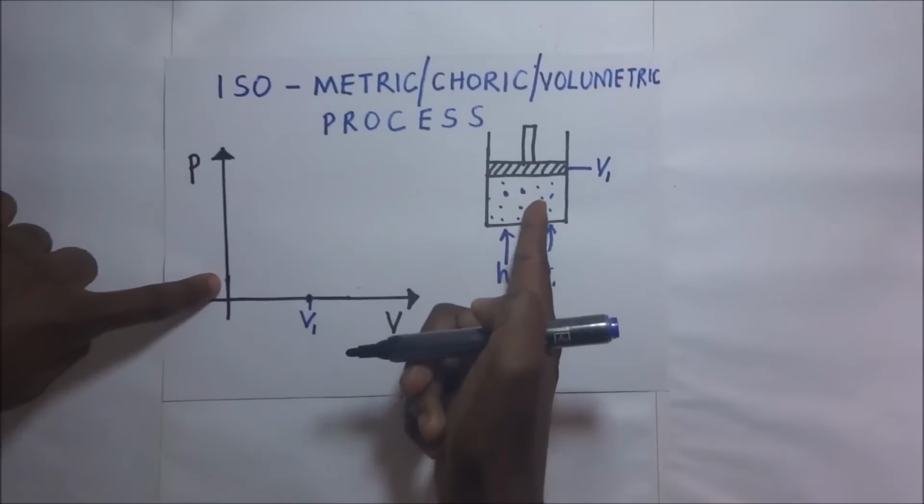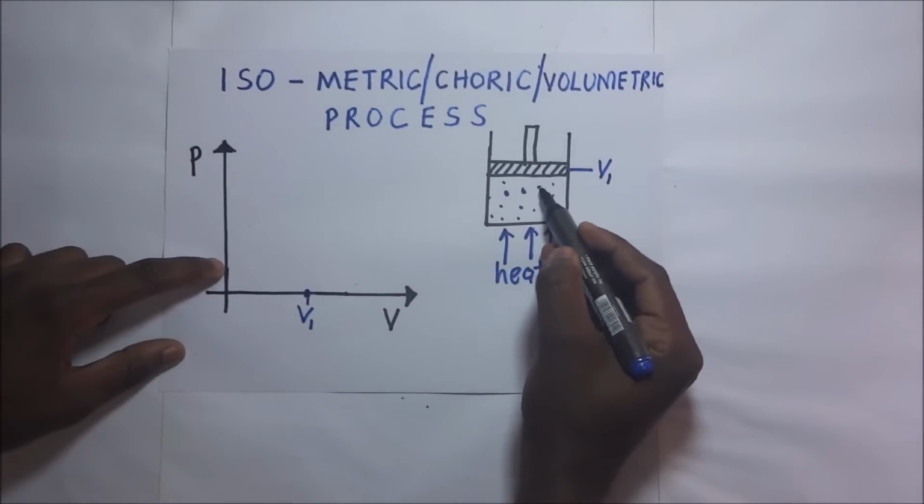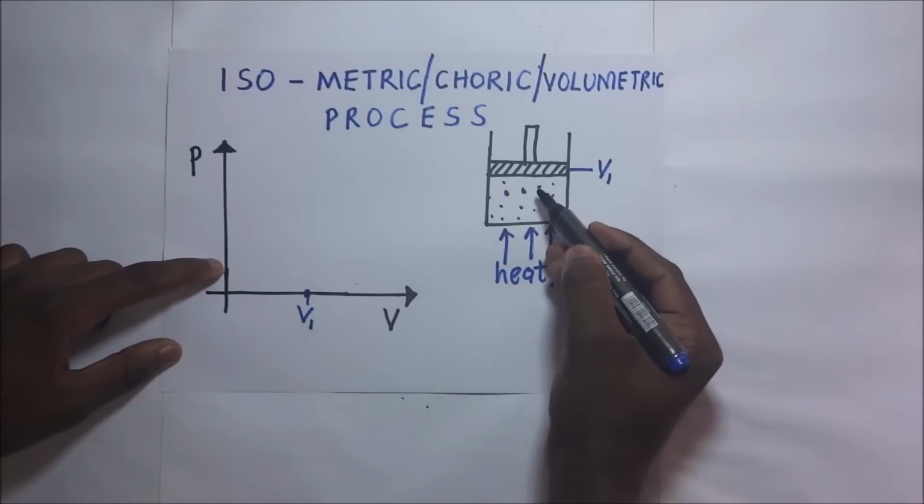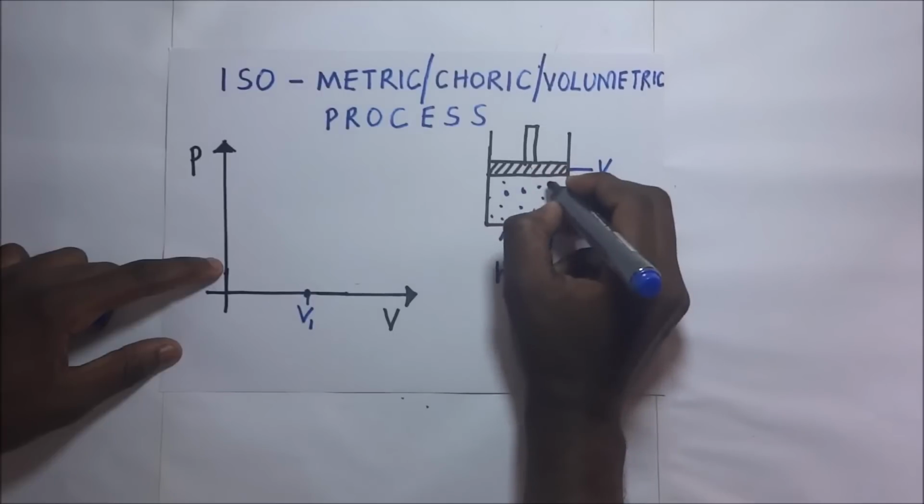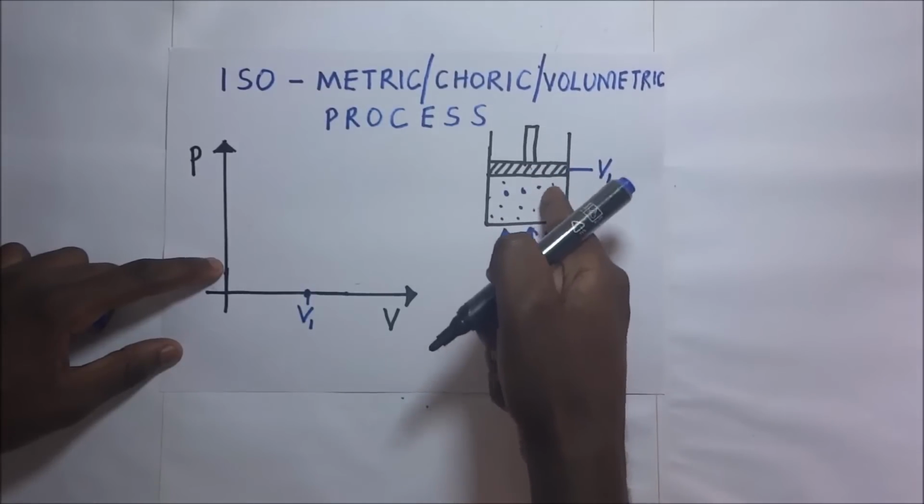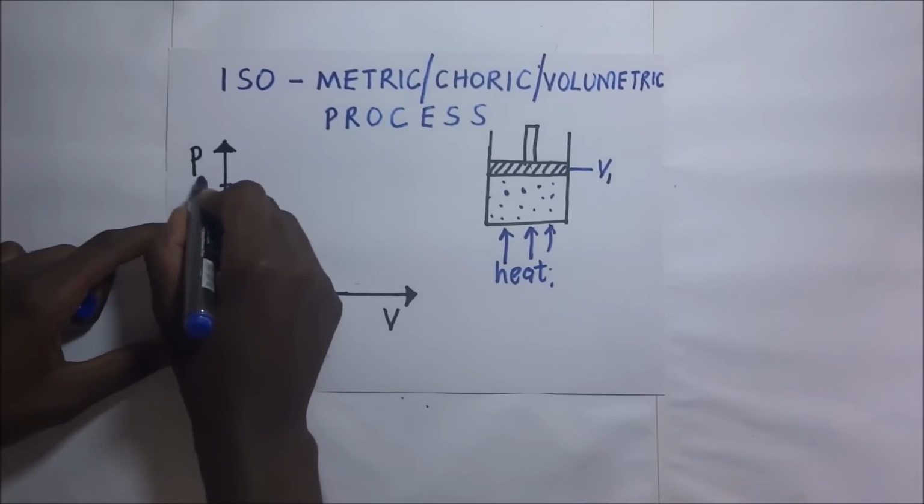Of course, the pressure here is going to increase because as these particles gain internal energy as a result of the increase in kinetic energy, they'll be colliding with the walls of this container more often. It means that the pressure here will increase, probably from pressure P1 to P2.